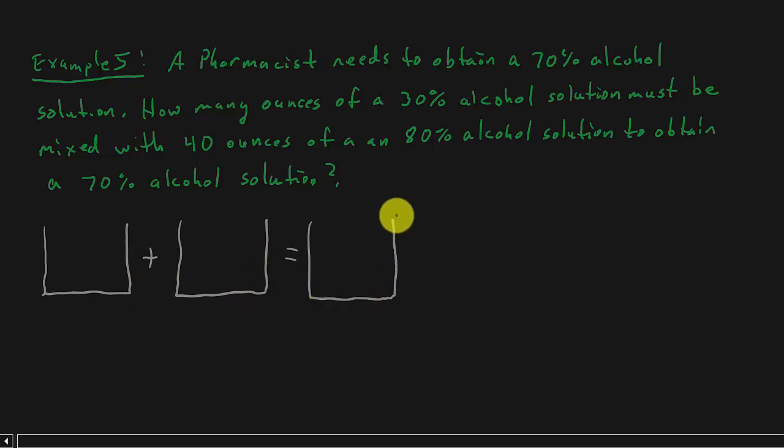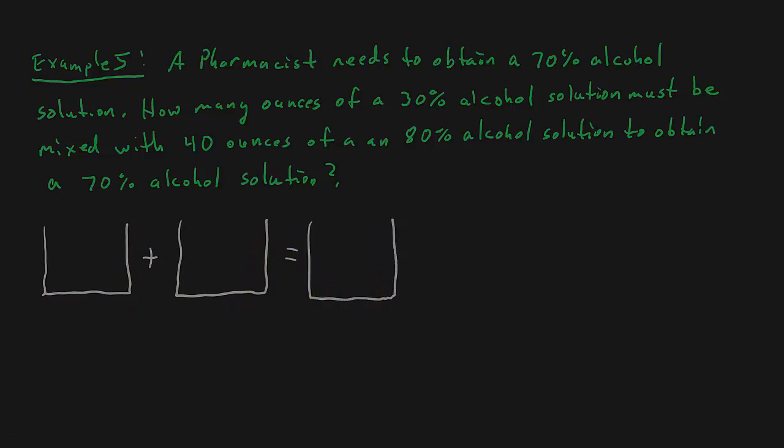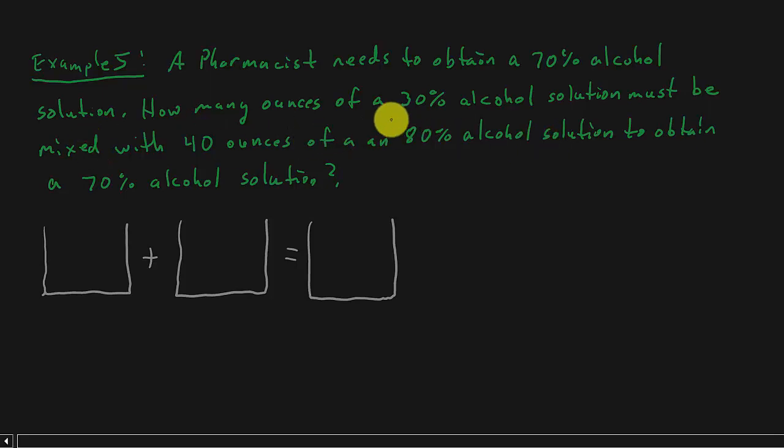All right. Now, I've got a bucket that is, let's see, 30% alcohol. I've got another one that is 80% alcohol. And then what I want total, after I mix them together, I want to end up with a 70% alcohol solution.